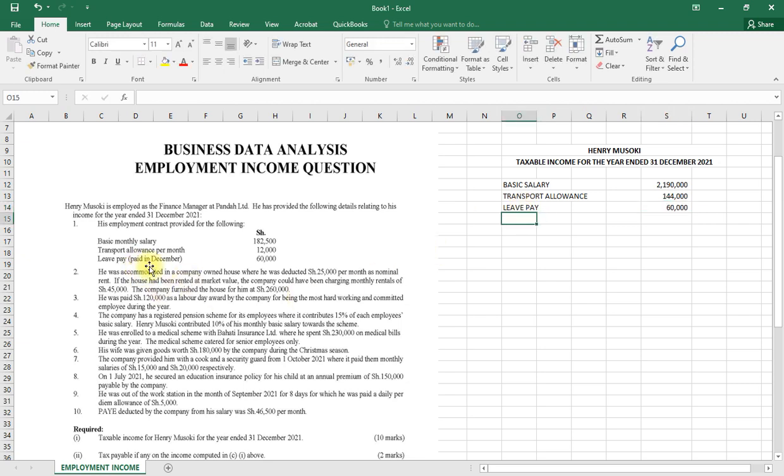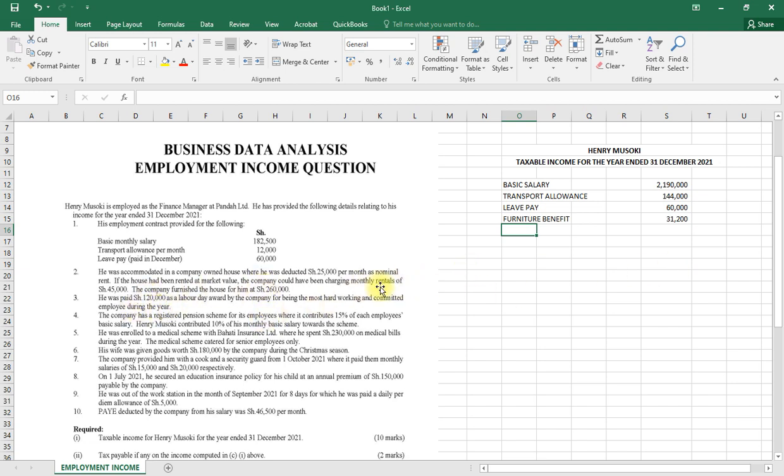He was accommodated in a company house. We shall come back to that, but at the end of note 2, the company furnished the house for him at 260,000. So that is a furniture benefit. For furniture benefit, we put the cost of the furniture as 260,000. We multiply by 12% per annum, which is the benefit one qualifies for. You are given a house which is fully furnished. The taxable benefit will be 12% of the cost of the furniture.